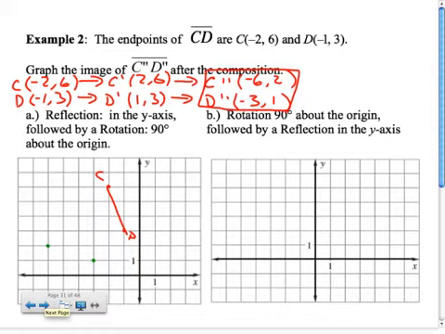Those end up being my, let's see here, let me make sure I label these correctly. So this is D double prime and C double prime. So that would be the final image I'm looking for. Okay, and you could do the same thing for B. I'm going to have you guys take a look at B on your own, rotate 90 degrees, and then reflect it over the y-axis. Hopefully you guys can do that, and then have any questions ready tomorrow if there are any.